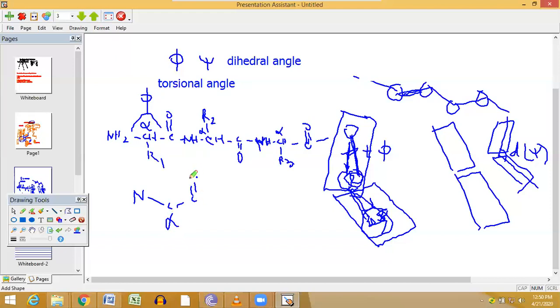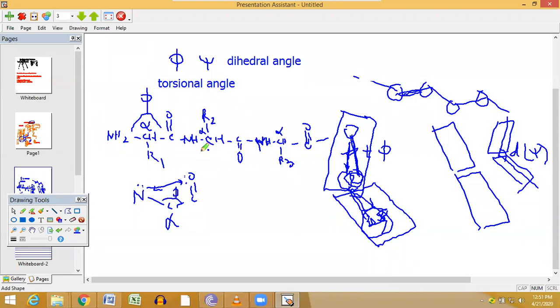The bond torsion greatly depends on this because this nitrogen has a lone pair and this oxygen has a lone pair. So this lone pair interaction does not allow the bond to be in one plane, rather it is twisted. So this lone pair interaction greatly influences the bond torsion. That's why it's called the torsional angle, or phi.